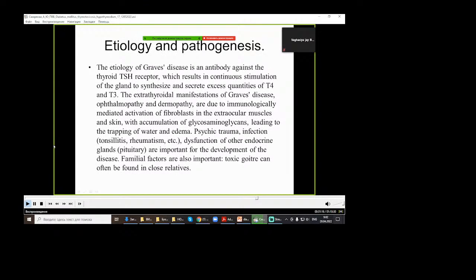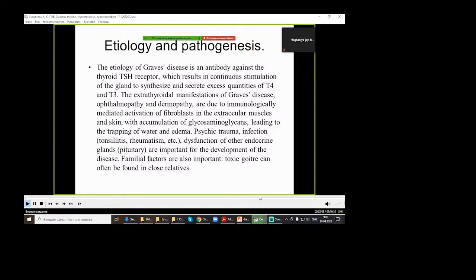Etiology and pathogenesis. The etiology of Graves' disease is an antibody against the thyroid stimulating hormone receptor, which results in continuous stimulation of the gland to synthesize and secrete excess quantities of thyroxine and triiodothyronine. The extrathyroidal manifestations of Graves' disease, ophthalmopathy and dermopathy, are due to immunologically mediated activation of fibroblasts in the extraocular muscles and skin, with accumulation of glycosaminoglycans, leading to trapping of water and edema.